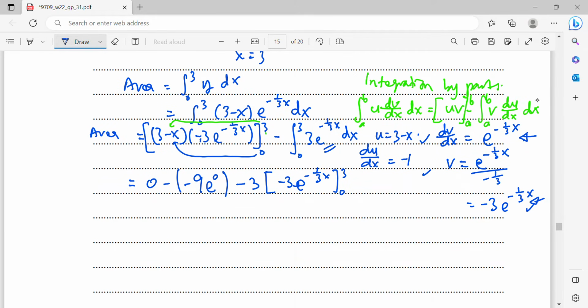Okay, so now simplify. The first is 9 because e to the power 0 is 1. Here is 1. So minus minus is plus 9 because 3 times 3 is 9. Then replace the x by 3, so 1/3 times 3 is 1. Therefore, I'm getting e to the power negative 1 minus e to the power 0. When you replace the x by 0, it is 1. So now you can do expansion, and at last, you'll be getting 9e to the power negative 1. This is the area of the shaded region, whereby we solved the question using integration by parts.